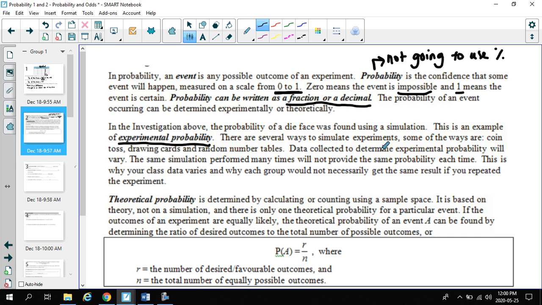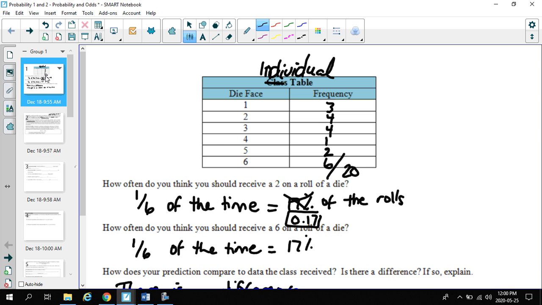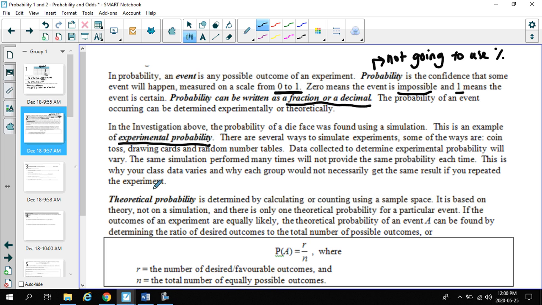Data collected to determine experimental probability will vary. So if I asked you to roll the die 20 times, you would probably get a chart that's different from what we had there. And again, that's experimental. So you would have got probably 6 different numbers there, because again, it's experimental.